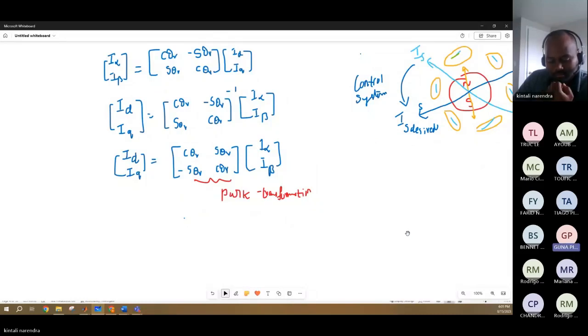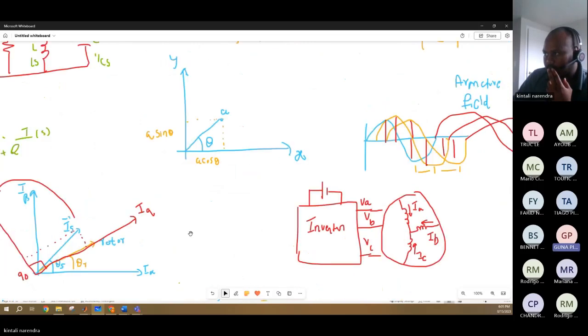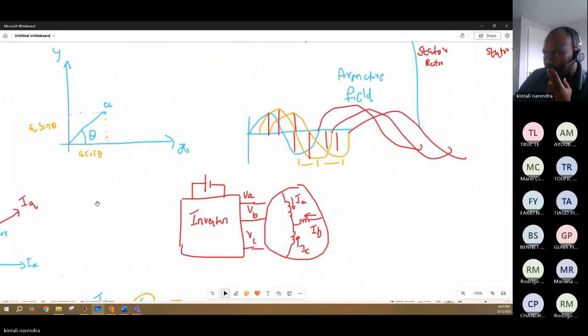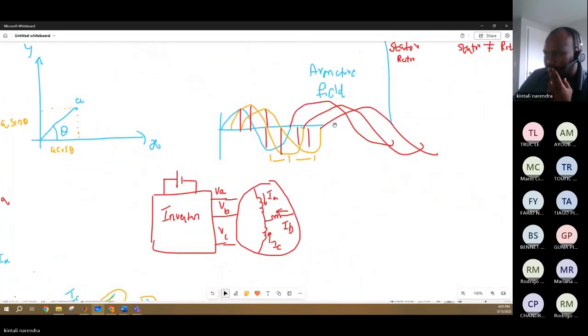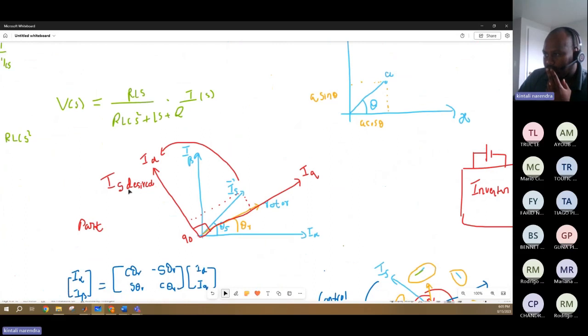Narendra, if we go back to that picture where you are rotating the IS, the one on the left. No, the other one, where you rotate the IS to ID. Yeah, that one. Okay, just a second.